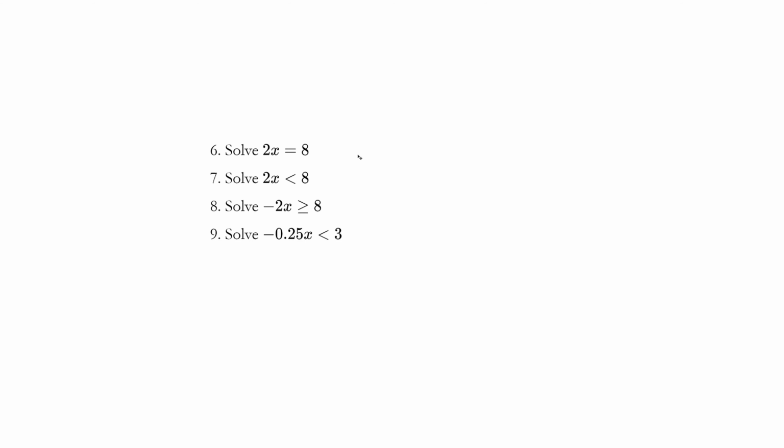Let's solve 2x equals 8. We're simply going to divide by 2, which results in the 2's canceling. We get x is equal to 4.